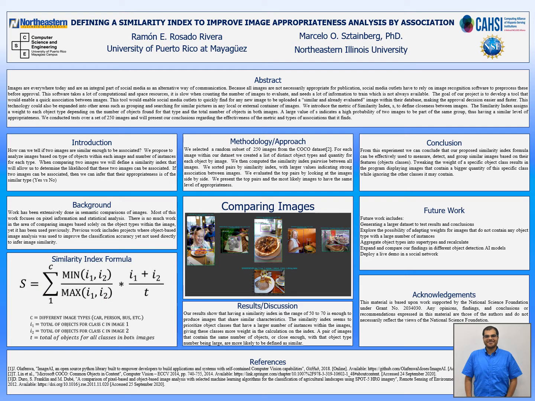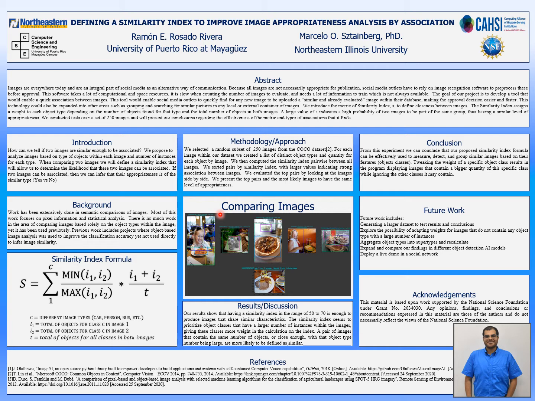We selected a random subset of 250 images from the COCO dataset, and for each image within our dataset, we created a list of distinct object types and quantities for each object by image. We then computed the similarity index pairwise between all images.